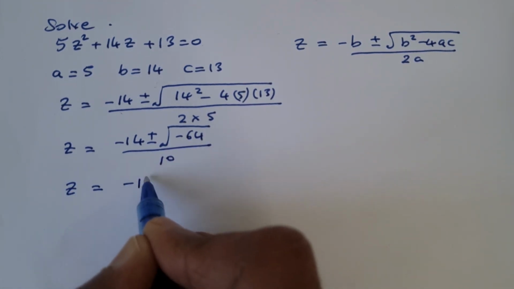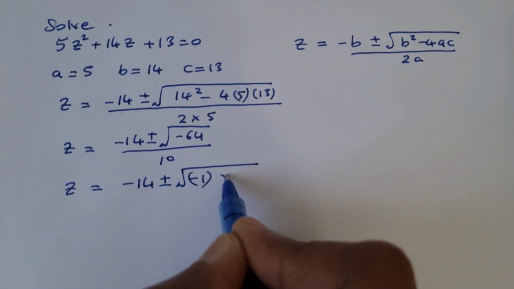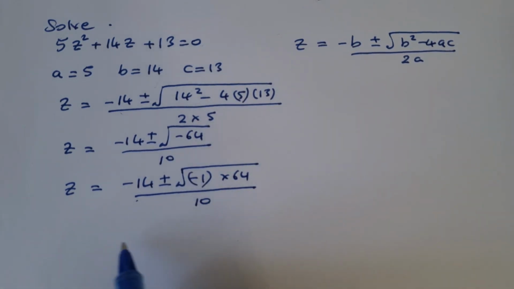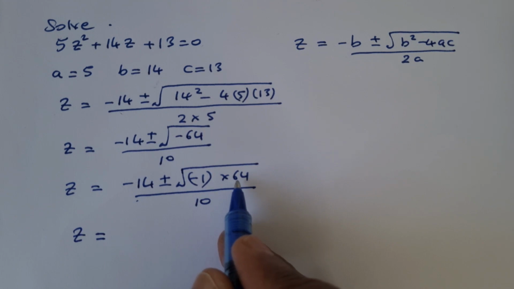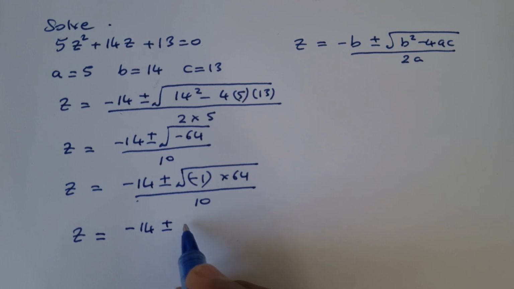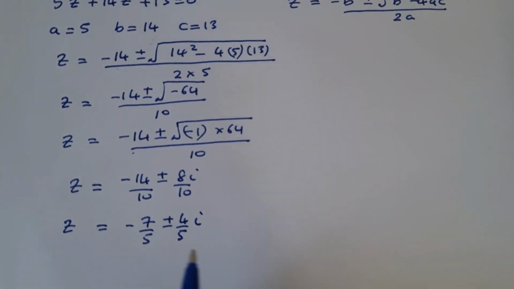Therefore I have z is equal to minus 14 plus or minus the square root of negative 1 times 64, square root of 64, and all of that over 10. So we know that the square root of 64 is 8, and we know that this is i. So then we've got minus 14 plus or minus 8i, and all of that being divided by 10. If you cross this out, you end up with minus 7 over 5 plus or minus 4 over 5i. So we've got two complex numbers there, one is plus, one is minus.